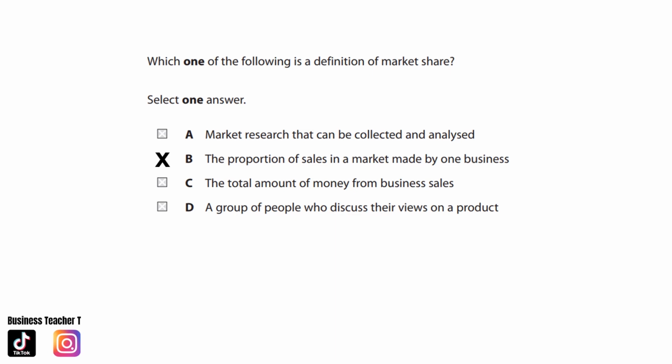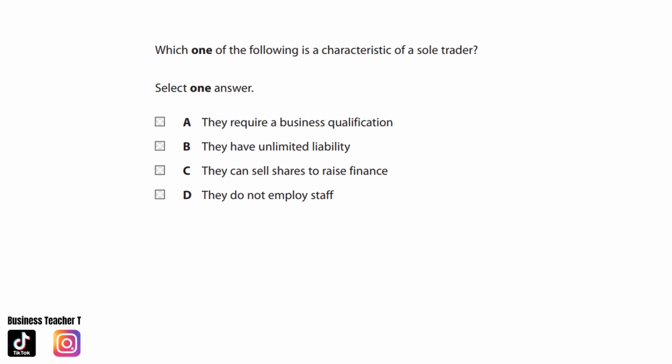Which one of the following is a characteristic of a sole trader? Select one answer. Is it A, they require a business qualification? B, they have unlimited liability? C, they can sell shares to raise finance? Or D, they do not employ staff? And the answer is B, they have unlimited liability.